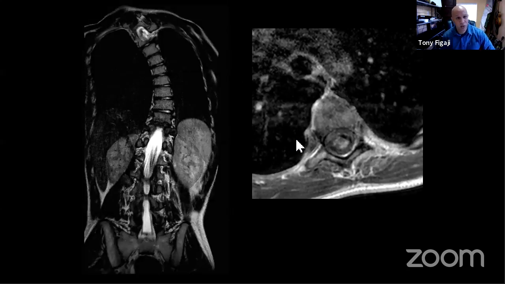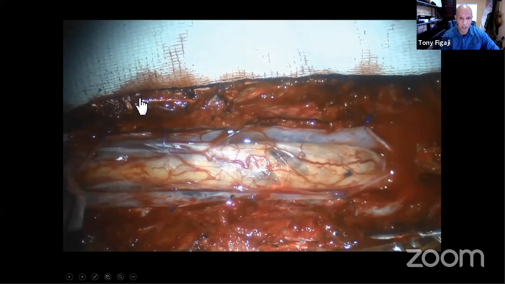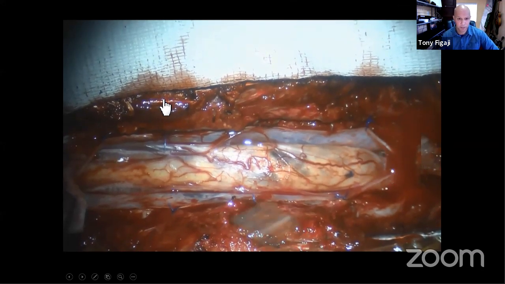This was his scan. One of the challenges in scanning patients with scoliosis is to get good sagittal and axial images. Doesn't project very well here, unfortunately, but he's got an enlarged cervicothoracic tumor with a rostral and caudal cyst. So this is what it looked like at surgery.